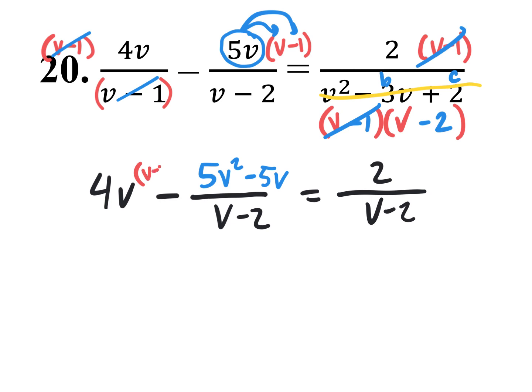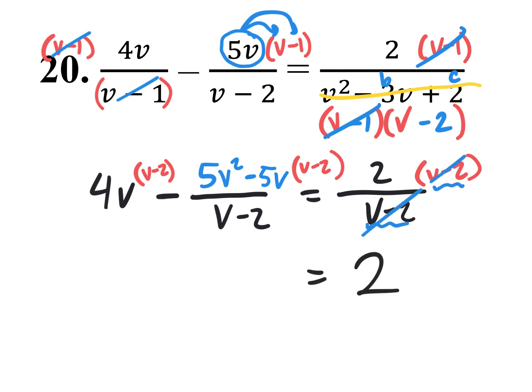So 4v times v minus 2. That blue numerator times v minus 2. And this 2 times v minus 2. Now, luckily, the v minus 2 and the v minus 2 cancel out. I end up with a nice, beautiful 2 left over on the right side. And here's where it gets a little tricky. What is left over? Because you have a minus sign and there's a binomial, you must distribute the minus sign to both terms.